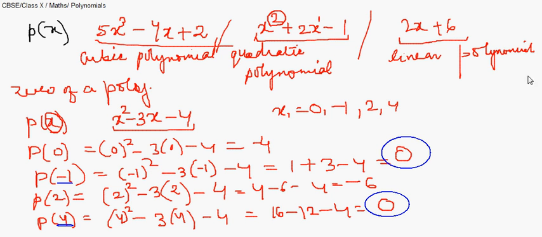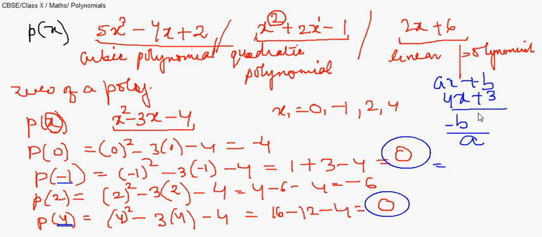You might have learnt in previous classes, if there is any linear polynomial given, maybe 4x plus 3, because this is in the form ax plus b, the zero is given by the formula minus b by a. So here, for the example I had taken, it will be minus 3 by 4. This will be the zero of the linear polynomial.